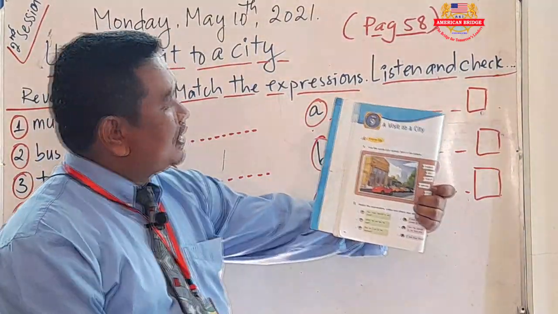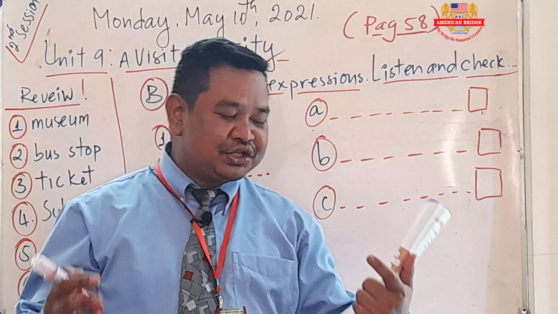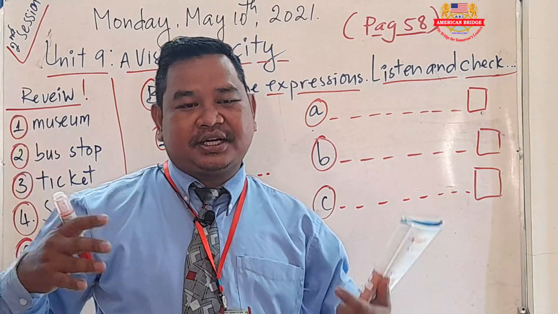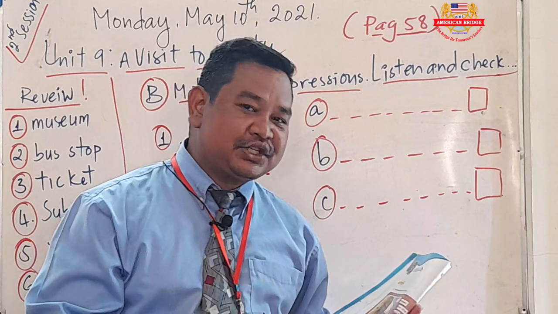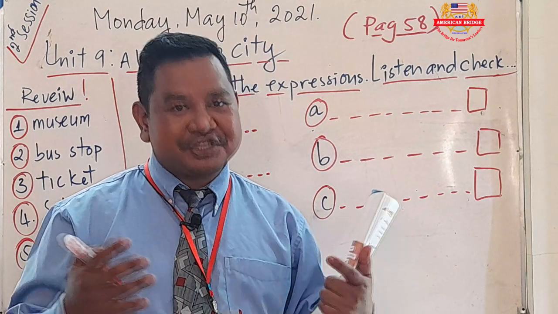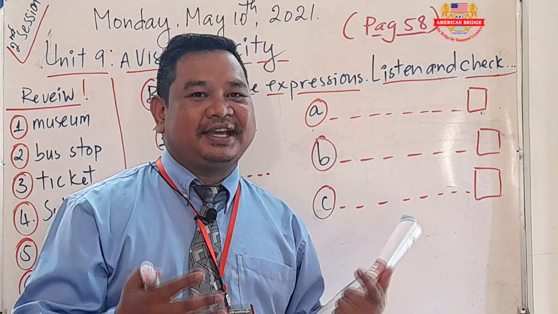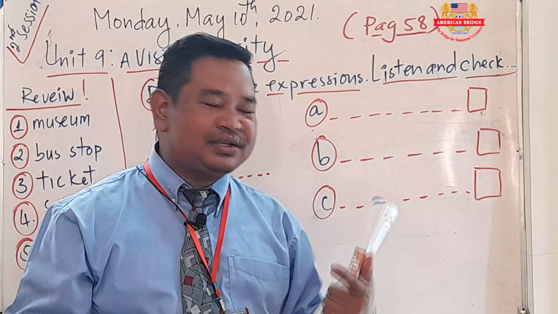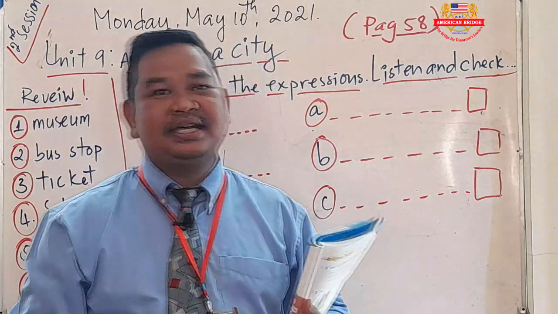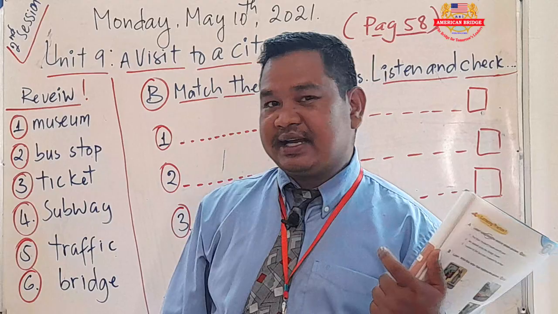So, unit 9, A Visit to a City. Related to the word city, you already know words like museum, bus stop, ticket, subway, traffic, car, motorbike, tall building, and a lot of malls, supermarkets, and also some resorts, some nightclubs, some restaurants in our city, right? The city is very busy with traffic, and you can relax at night, or you can go shopping at the mall or supermarket also, okay? This is in our city, but here, A Visit to a City is also the same as what I have already mentioned.